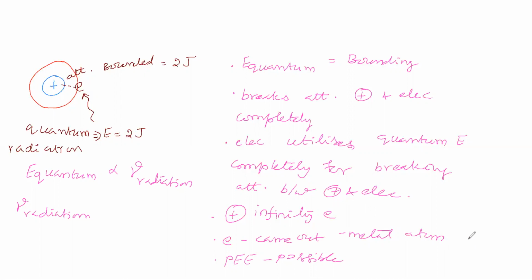Next, we will take another thing. We'll consider a nucleus of the metal atom and the outer electron, or valence electron, of the metal atom. This is exposed to the radiation. This radiation consists of quantum. This quantum is having energy, for example, equal to 3 joule.